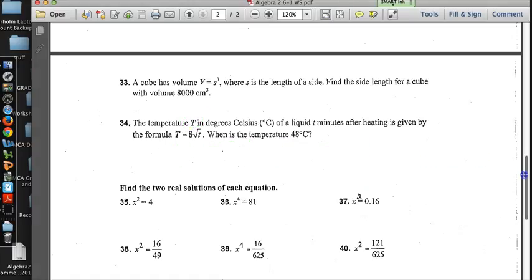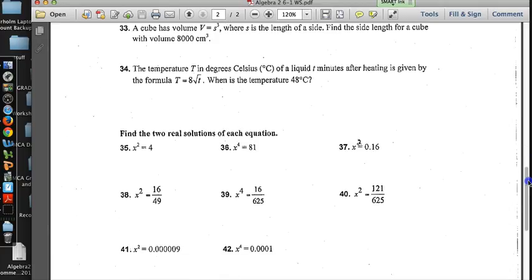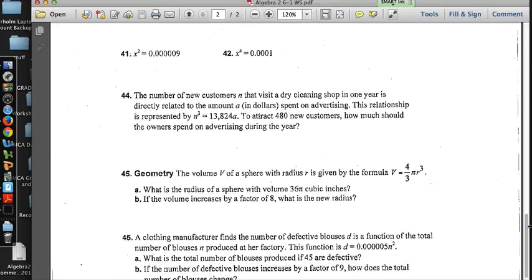problem number 44 looked like a good one to go over. It says the number of new customers N that visit a dry cleaning shop in 1 year is directly related to the amount A in dollars spent on advertising. This relationship is represented by the formula N to the third equals 13,824A. We want to attract 480 new customers. How much should the owner spend on advertising during the year?